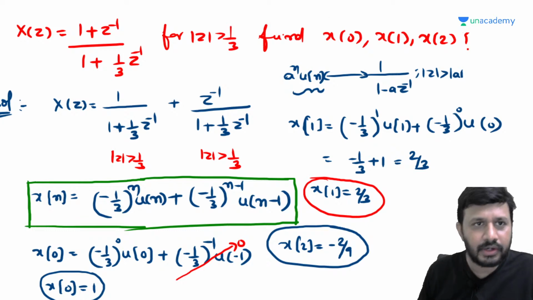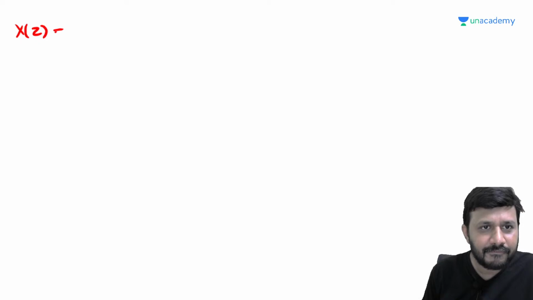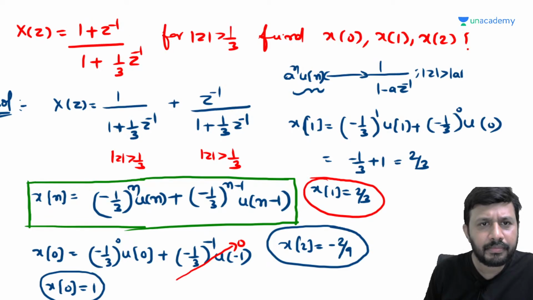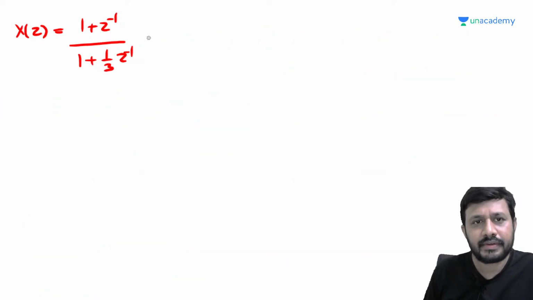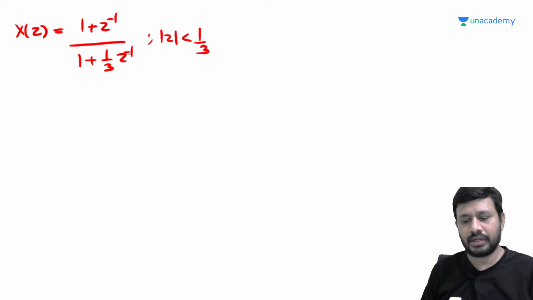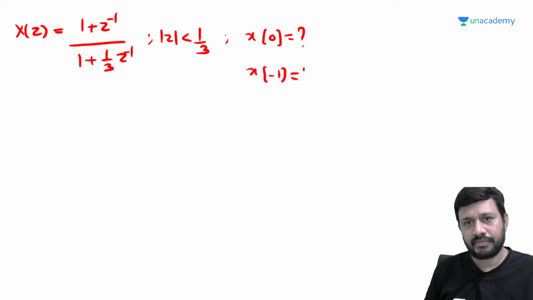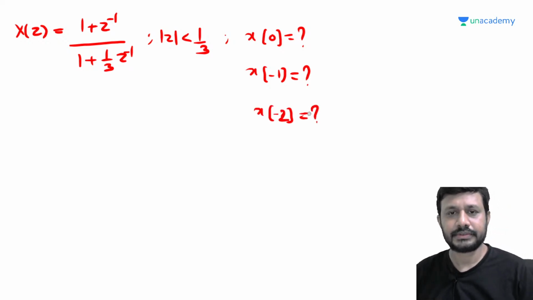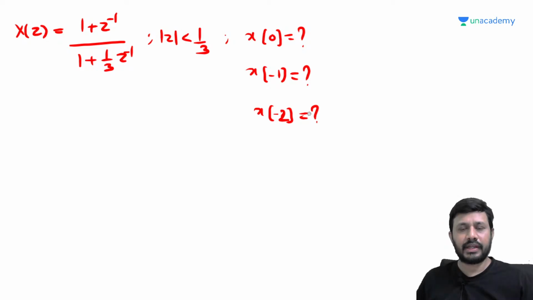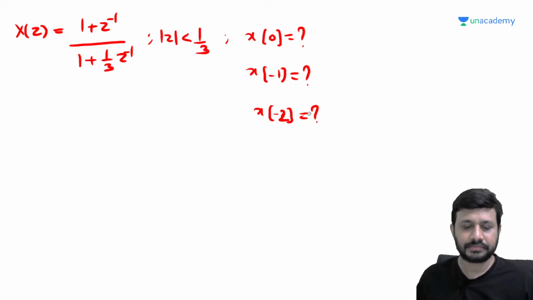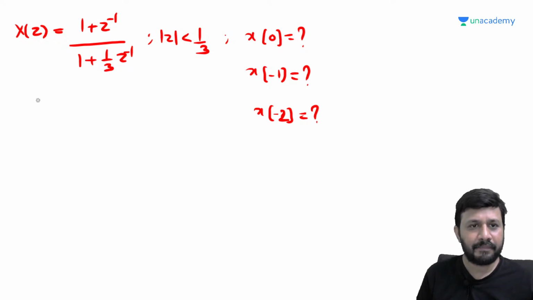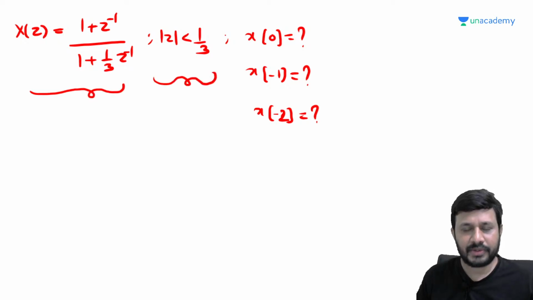Now, I don't want to leave you with empty hands, but with some homework. Same expression, 1 plus 1 by 3 z inverse, mod z less than 1 by 3. This is homework. Mod z less than 1 by 3, and I want the values of x of 0, x of minus 1, x of minus 2. Same expression, but I changed the ROC, and these three values I want.